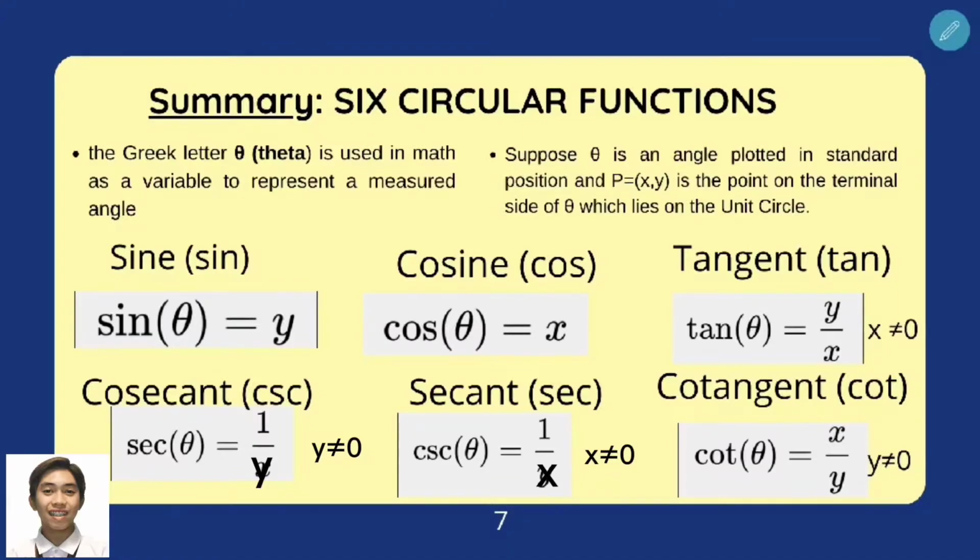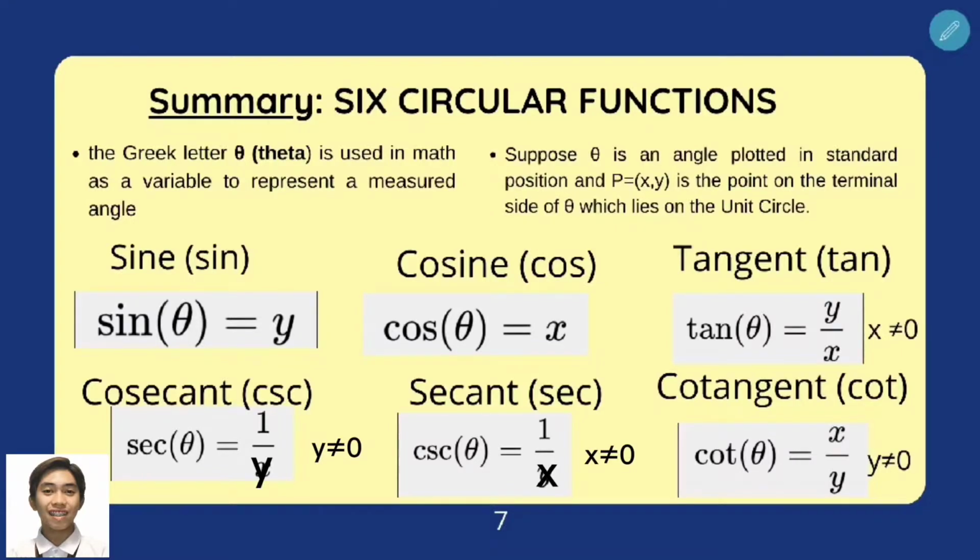Again, here are the 6 circular functions. Sine is equal to y, cosine is equal to x, tangent is equal to y over x, secant is equal to 1 over x, cosecant is equal to 1 over y, and cotangent is equal to x over y. The number 1 in secant and cosecant is the value of the radius, which is always 1 in the unit circle.